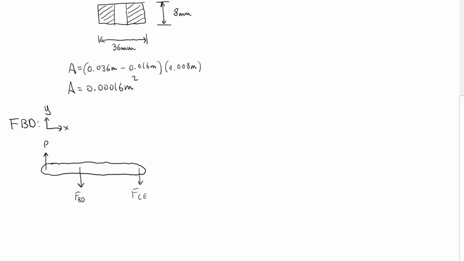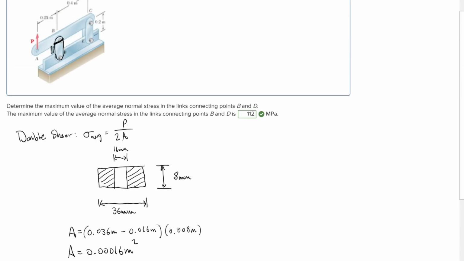And so this point here is point A, this is point B. This is point C. And we want to find this force that's going through the link from B to D. So we want this force here, FBD. And we know this force P up here. We don't know this force CE. So I can take a moment at point C, the sum of the moments at point C, set that equal to 0. And then we need to get our distances. So we have 0.4 from C to B, 0.25 from B to A.